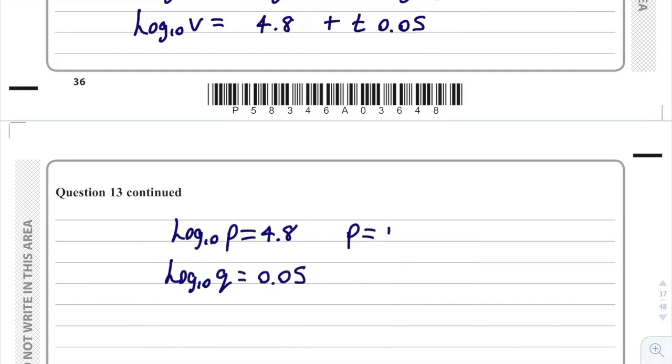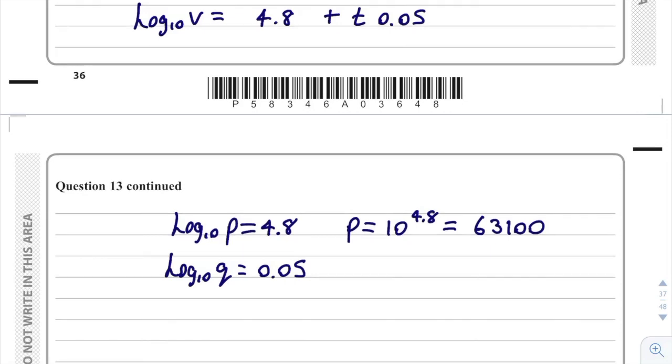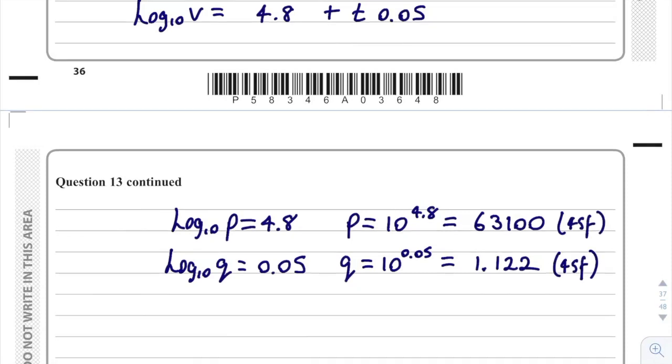So I'm going to get p equals 10 to the power 4.8. If I solve that on my calculator, I get 63,095.73445. Now, I want to write that to 4 significant figures. So that's going to be 63,100. So the 5 at the end is going to round up the 9 to 100. So that's p, and then q is going to be 10 to the power of 0.05. Do that on my calculator, I get 1.122 to 4 significant figures. And they are my values of p and q.